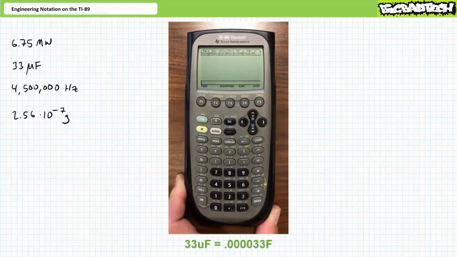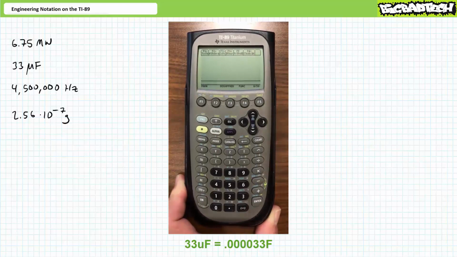33 microfarads could be represented as 33 times 10 to the negative 6, where 10 to the negative 6 is 0.000001. If you wanted to, you could enter decimal point, 4 zeros, 33, and press enter, and the calculator would return 33 E negative 6. Again, this seems super inefficient.